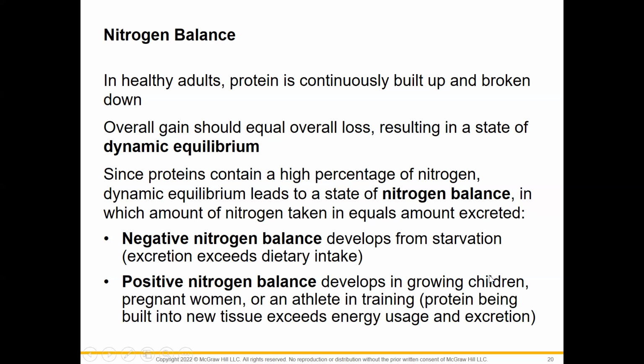Developing children need to take in more protein than they excrete. Pregnant women need to take in more protein than they excrete. So do athletes that are in training. So those of you who are in season right now, the softball team, baseball team, basketball team, those of you that are in training right now, you need more protein than you are excreting or than you're using. So positive nitrogen balance means we are taking in more than we are excreting.